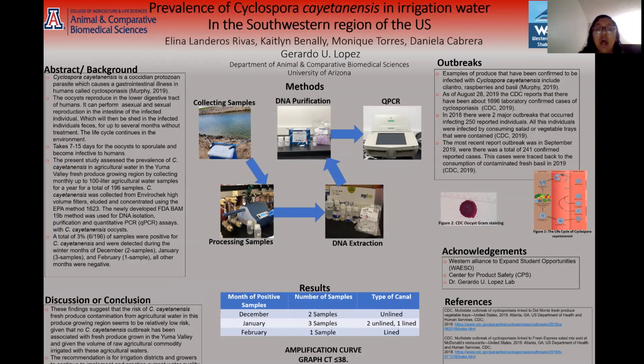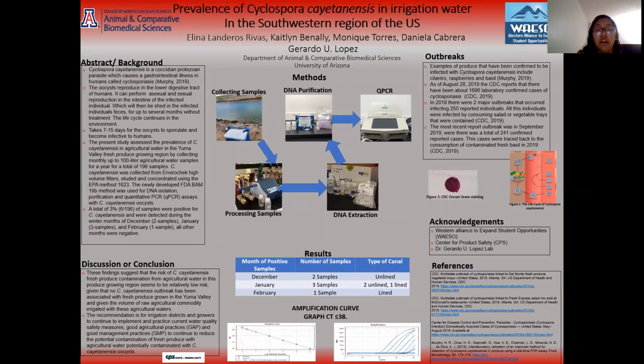Next, for processing the samples, we used the EPA method 1623, and we used the FDA BAM 19B method for our DNA extraction, which is pictured here, along with our DNA purification, which is also pictured there. Our detection method was qPCR, which then leads to our results section.